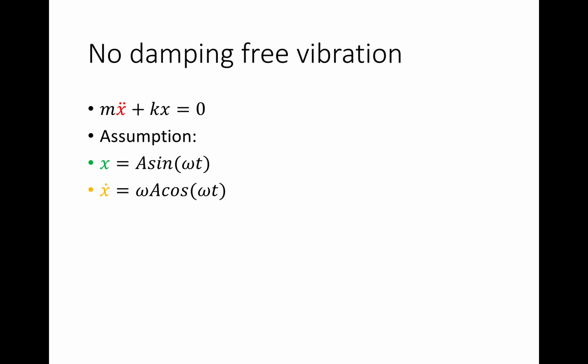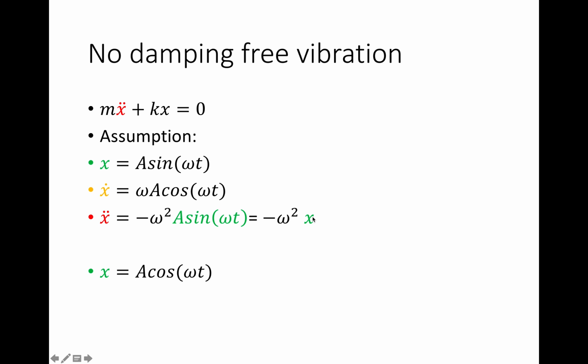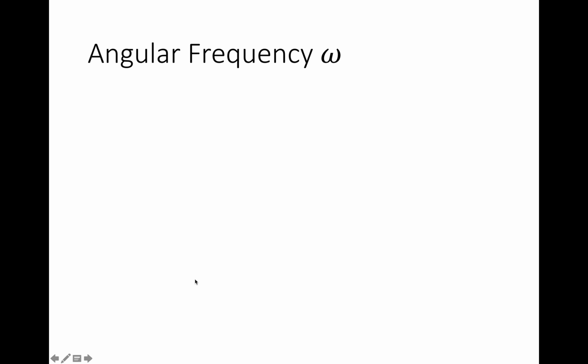Why? Because if we take one differential of that, we get omega A cosine omega t, and with two differentials, we get minus omega squared A sine omega t, because cosine goes to sine with a minus sign. This part is again sine omega t, so we get minus omega squared x. The same thing happens if we assume x is a cosine wave.